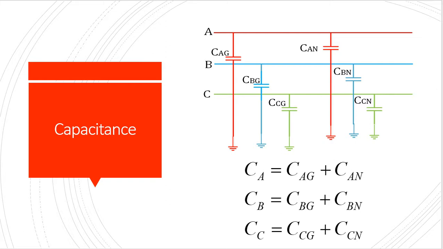Likewise, if we want to find out the value of capacitance across line B, then the capacitance across BG and the capacitance across BN will be summed up in order to find the value of CB. Likewise, if we want to find out the value of CC, it can be found by taking the sum of CCG and CCN in this case.